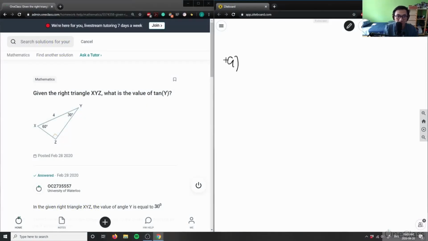So given the right triangle X, Y, and Z, what is the value of tangent of Y? Let me draw this triangle. It's very similar to our first question of the day, actually. X, Y, Z, and we have a right triangle here. This angle here is 60 as shown by the diagram. This here is a 30.